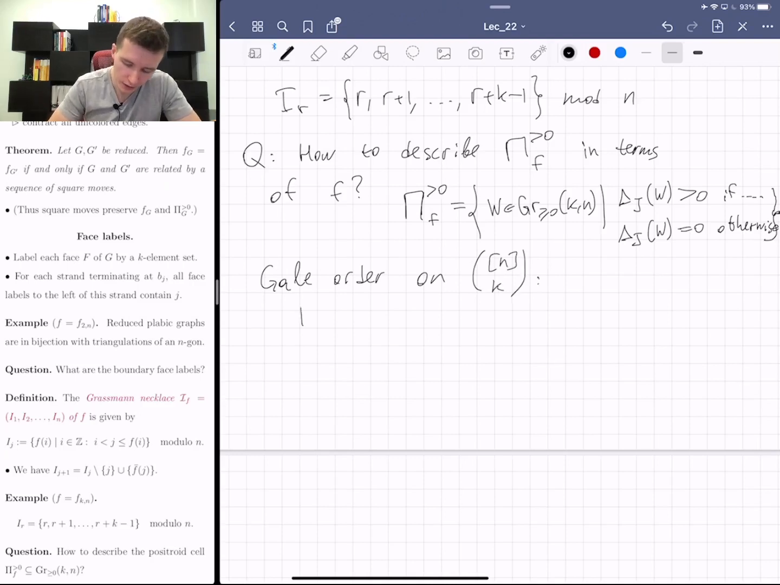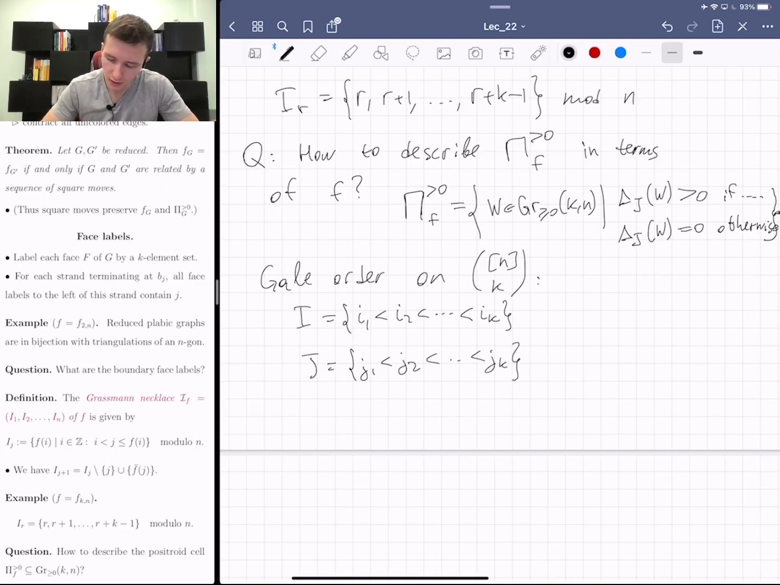It's given as follows. If you have two sets, I, which consists of i1 less than i2 less than etc., less than ik, and J, j1, j2, up to jk, then I say that I is, and I'm going to try to draw a fancy less than or equal, to J if i1 is less than or equal to j1, i2 is less than or equal to j2, and etc., ik less than or equal to jk. So it's the term-wise order on the sets, called the Gale order for some reason.